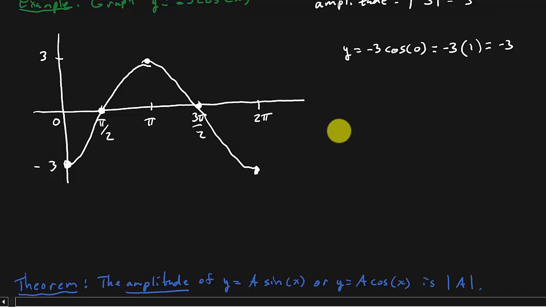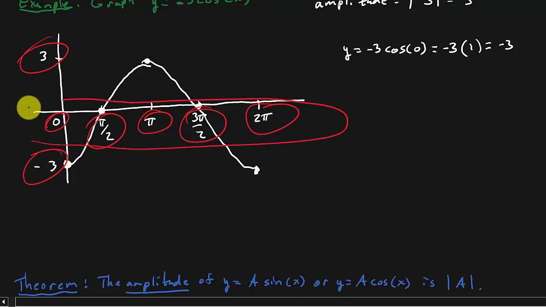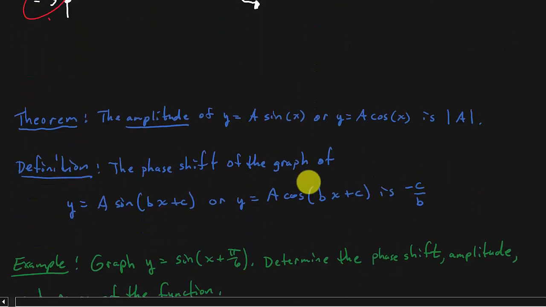But look, the main thing is getting these points here. That's the important thing. The 5 points along the x-axis and your max and min value. All right. So here we go. The amplitude of y equals a sine x or y equals a cosine x is the absolute value of that number. Okay, absolute value of a. It's the absolute value of the number in front of the trig function.